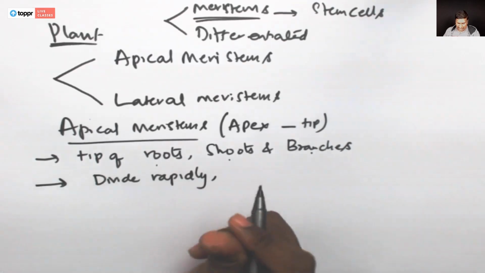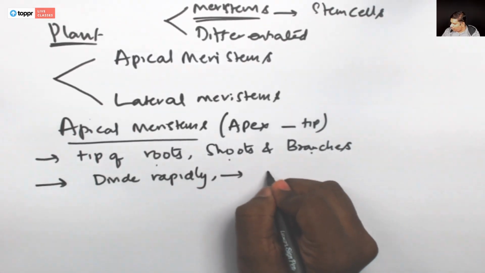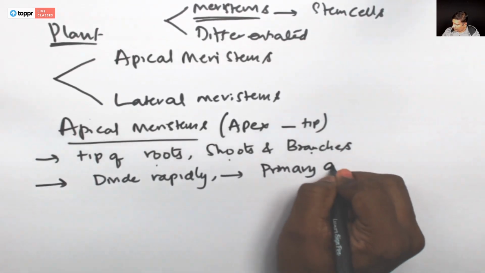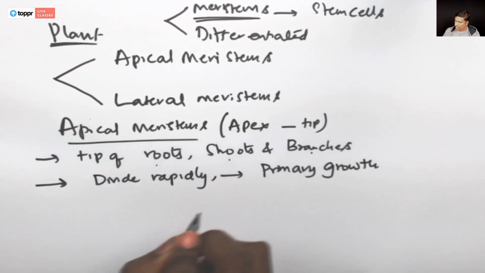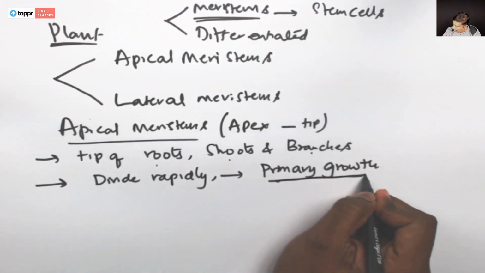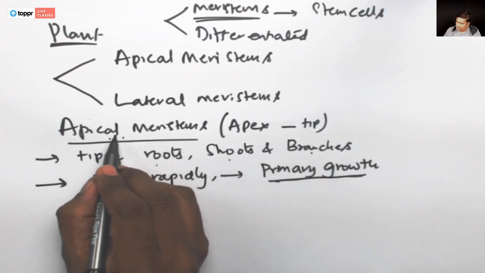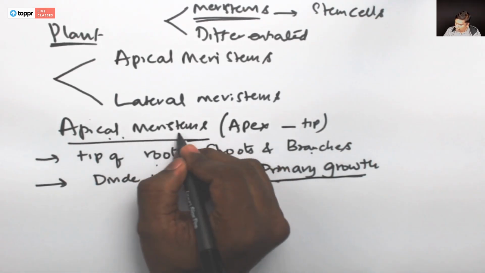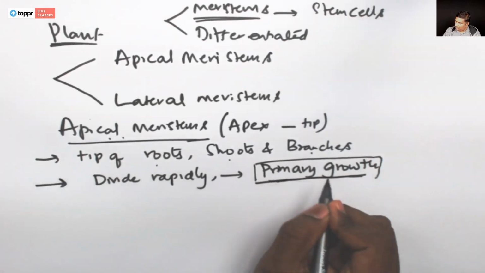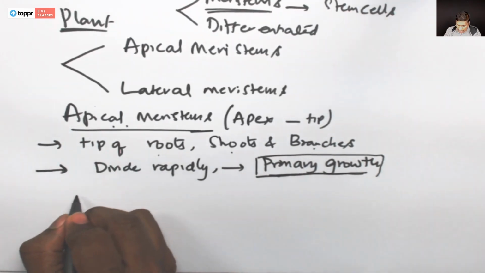Okay, they divide rapidly, and this division is what is responsible for primary growth of the plant. The growth that is the result of apical meristem division is called the primary growth. Now this primary growth leads to two things.